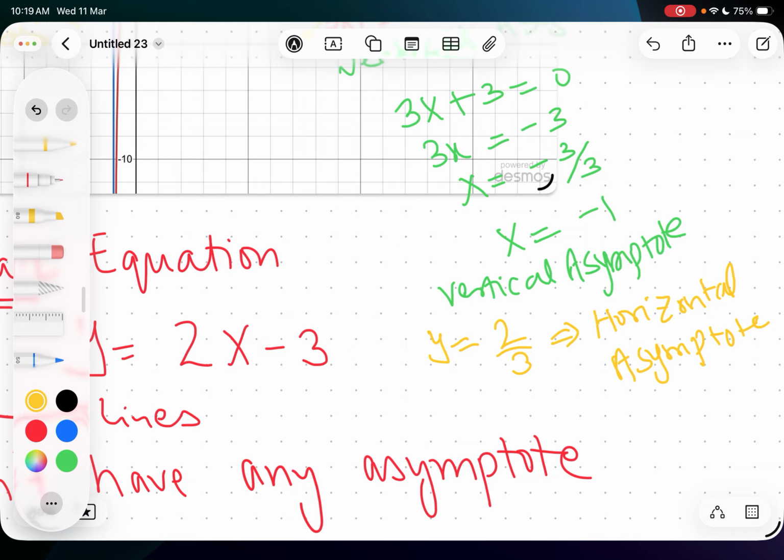So that's it. This was the concept. You won't have any other type of equation where you have to find the asymptotes.